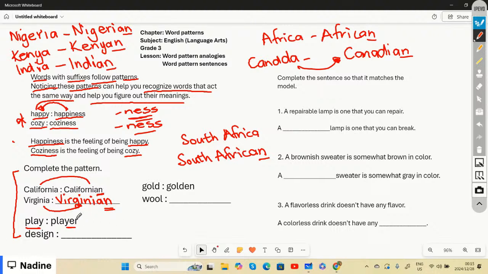Look at the suffix to follow the pattern. So if you play any game, then you're a player in that game. Now, if you design something, then what are you? Look at the suffix in order for us to follow the pattern.